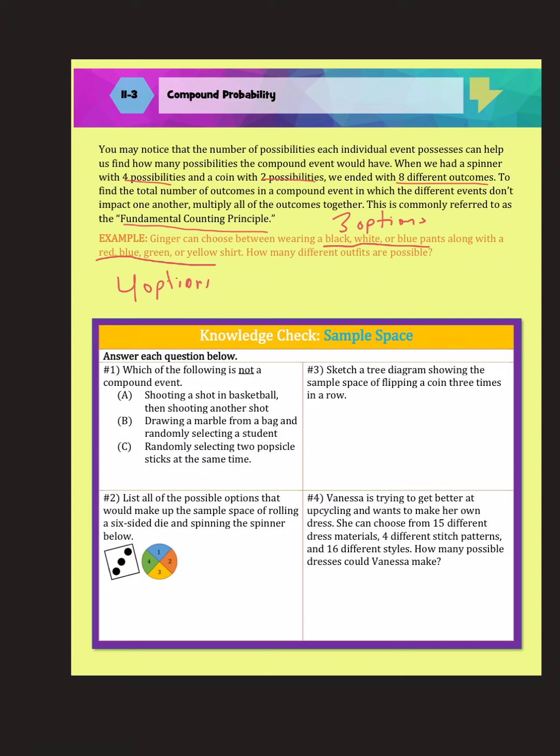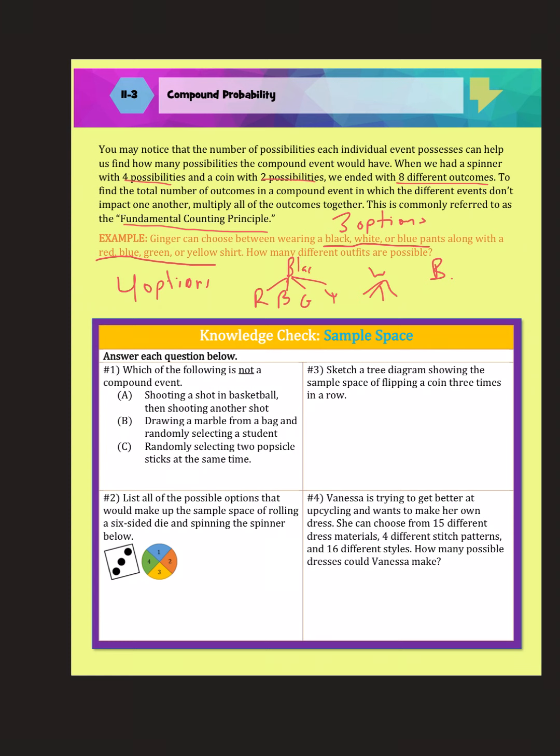Okay, well, we could list them. We could be like, okay, so I can wear black pants with a red, a blue, a green, or a yellow. And I could do that again for white. I would have 1, 2, 3, 4 options. And then blue, I'm sorry, black, white, or blue.